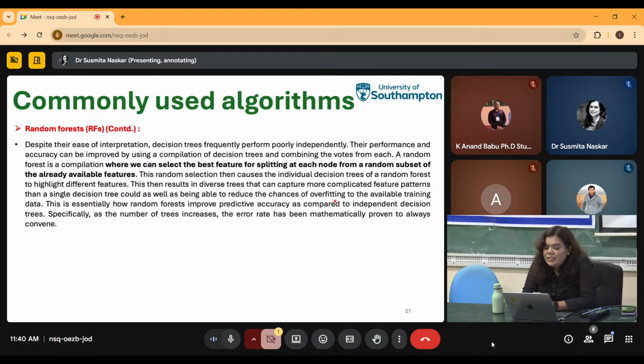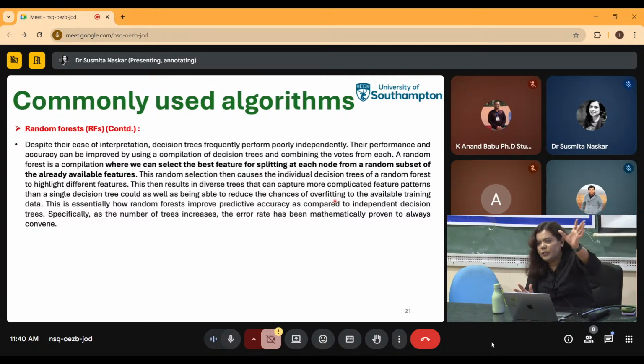Now if you look at random forests, or RFs, you can see that they improve performance by combining many decision trees, as we saw in the last diagram, and aggregating their votes. This approach leverages randomization at two levels. First, at each tree the algorithm selects the best feature from a random subset of all the features available in the data. And second, because of this random selection, each tree focuses on different aspects of the data.